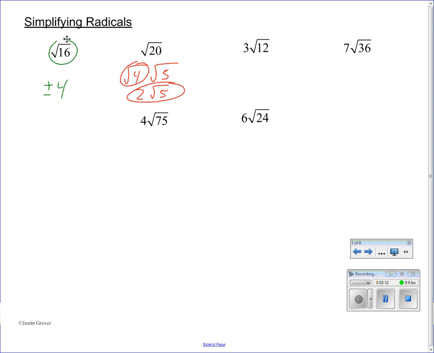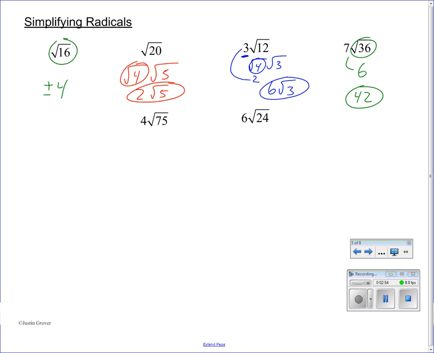3 rad 12. 12 is not a square number, but it can be reduced with 4 and 3. Again, I put the square on the left and I circle it. It becomes a 2. But the answer is not 2 rad 3 because there was a 3 already in front of it. And so the number that was already out there and the number I took out get multiplied to 6 rad 3. 7 rad 36. I recognize that 36 is a square number, so it's rational, and the square root of 36 is positive and negative 6, but we're just going to use the positives today, and 7 times 6 is 42.